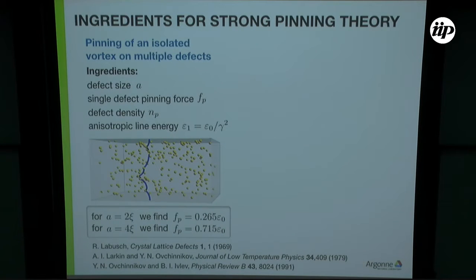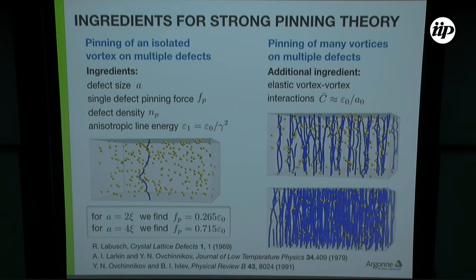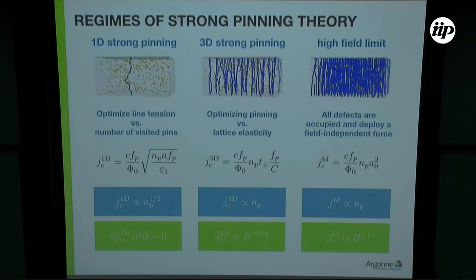Now, if we go to finite fields, then there is also vortex-vortex interaction. And we capture this usually in some effective elastic constant, which is roughly given by the line energy divided by the intervortex distance. Now, once you have all these ingredients together, we can see what the predictions are for the critical current.